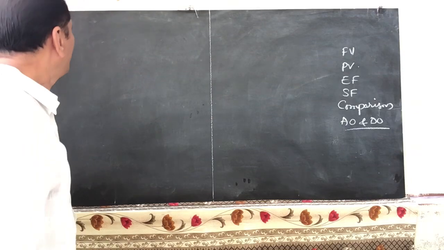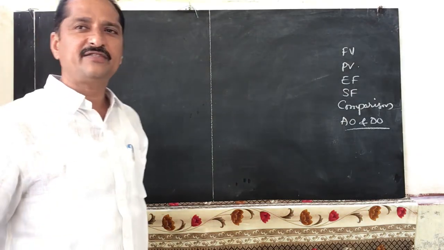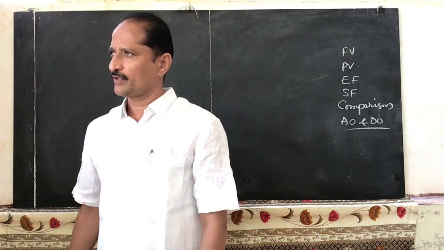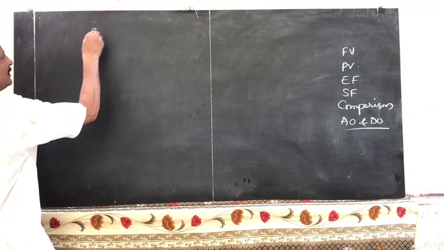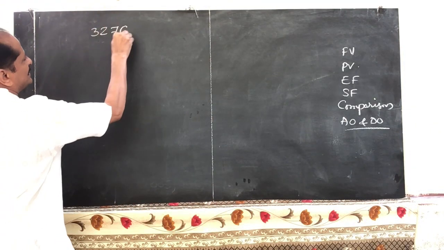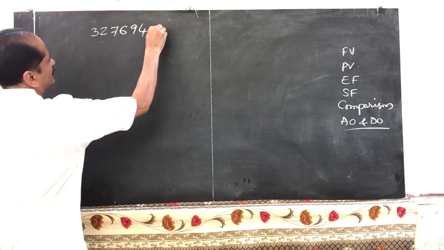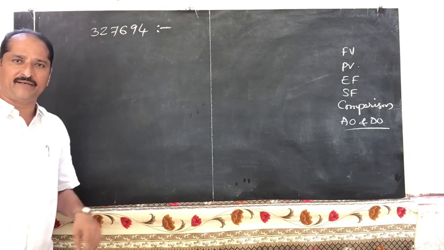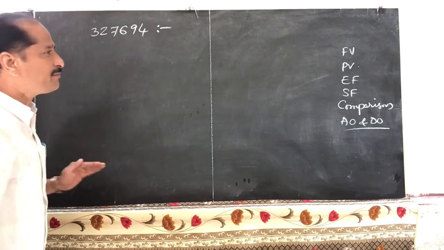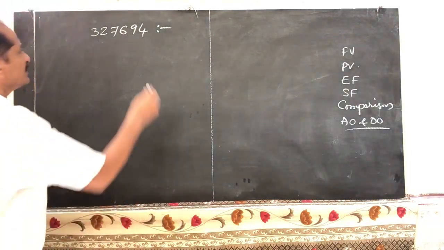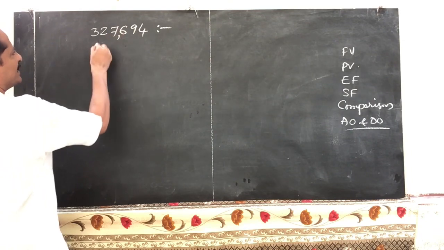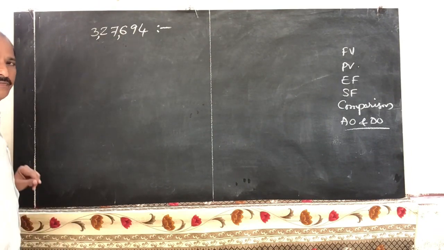So now, what is the face value of any number? Take any number and observe carefully here: 327694. First you have to read this number name. How can you read this number name? By dividing it into periods in the Indian system of numeration: units period, thousands period, lakhs period.